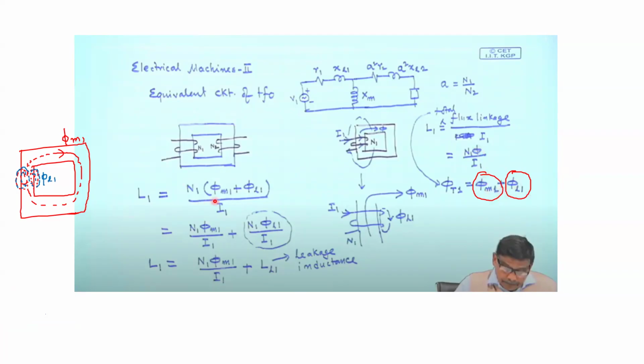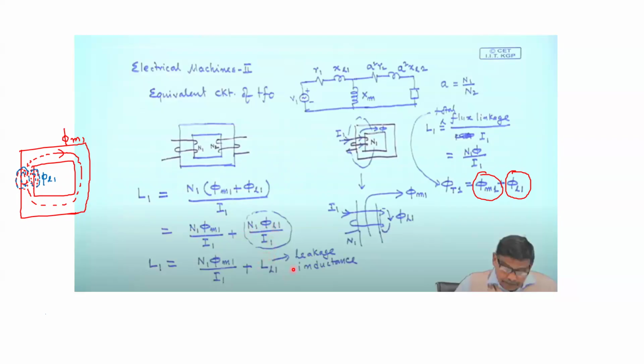So that is why he is replacing the phi, which is the total flux, which consists of the mutual flux and the leakage flux. Okay, so N1 into the mutual flux plus the leakage flux divided by I1. Why? Because this phi in the first place was produced because of the I1 current passing through these N1 coils. So that is why N1 by I1. Okay. So N1 into phi M1 by I1 plus N1 into phi L1 by I1.